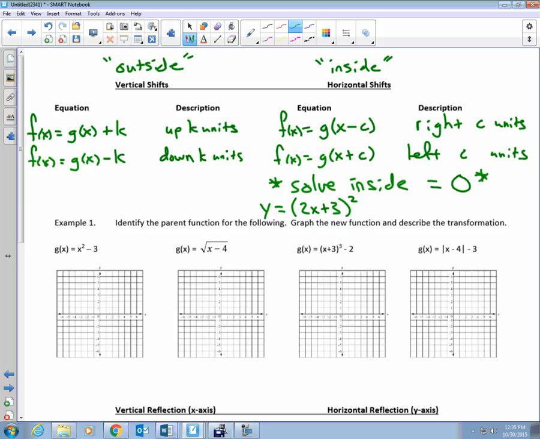When you solve the inside equal to 0, what do you get for x? Negative 3 halves. So since it's negative, it moves to the left. Negative 3 halves. So as opposed to looking at a minus or a plus side, I just think about solving the inside and then shifting it that number of units. I think that that's your most helpful option.